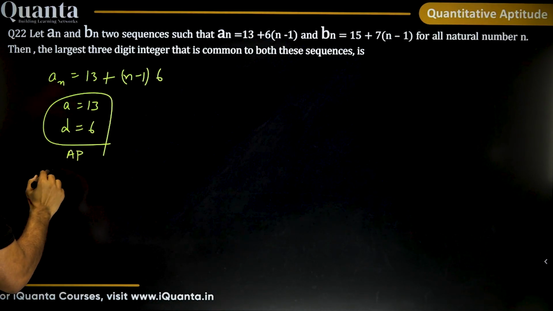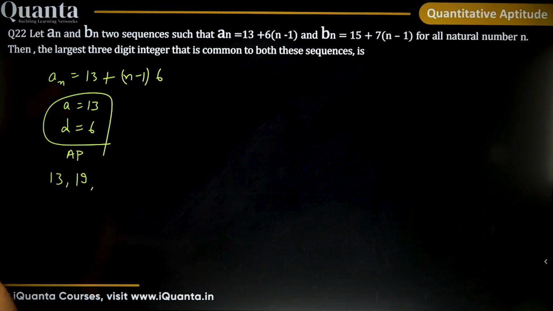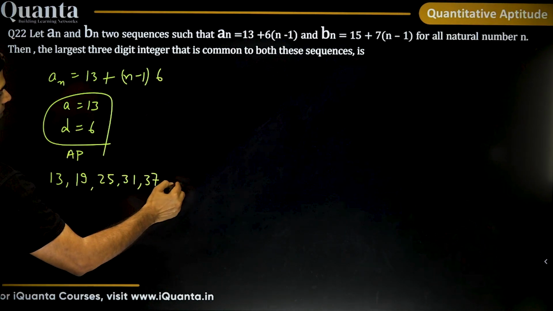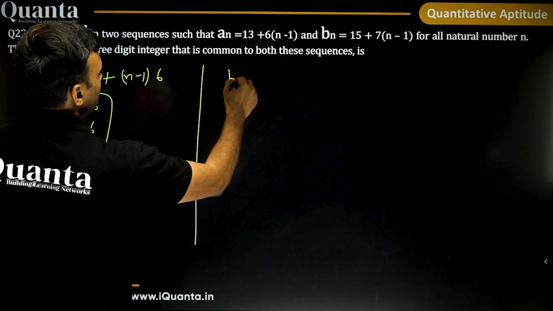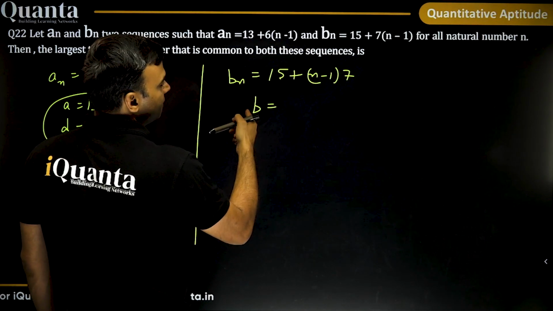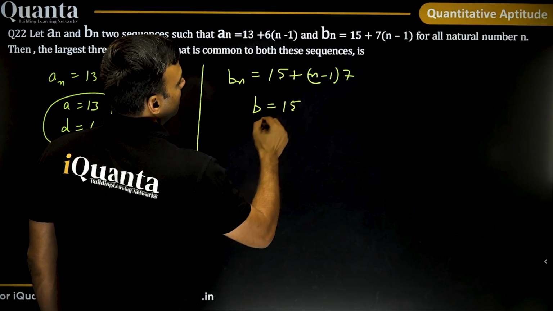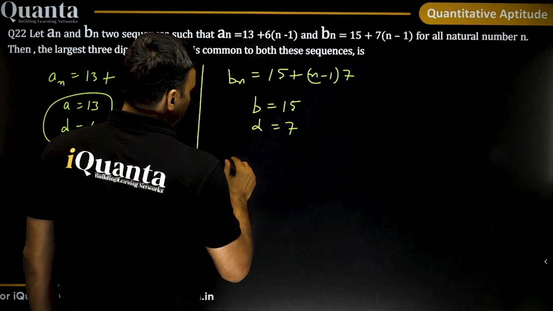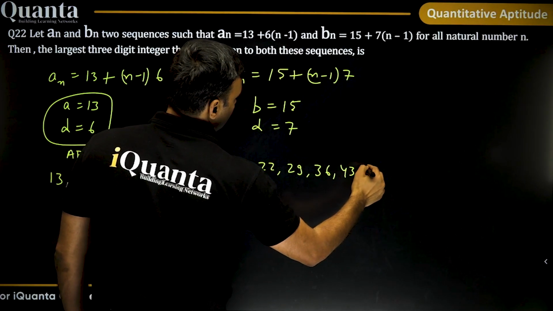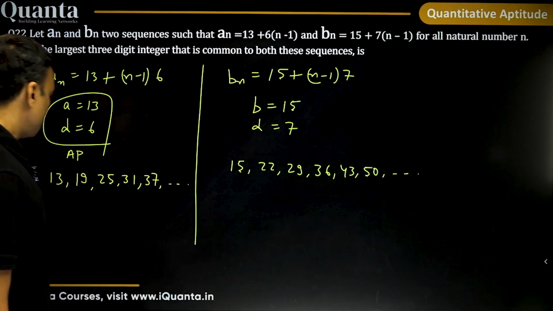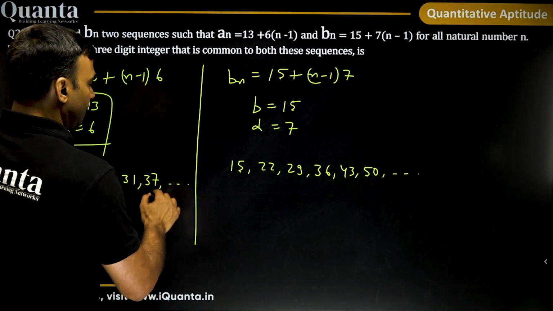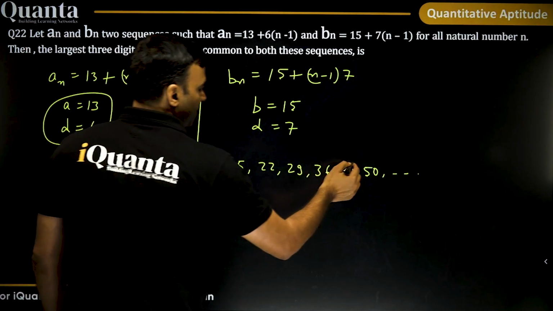So the terms are 13, 19, 25, 31, 37 and so on. Similarly, the second one, BN, is equal to 15 plus n minus 1 into 7. So the first term is 15 and the common difference is 7. So the terms are 15, 22, 29, 36, 43, 50 and so on. Here also 13, 19, 25, 31, 37, 43. Fantastic. You see, 43 is the first common number.